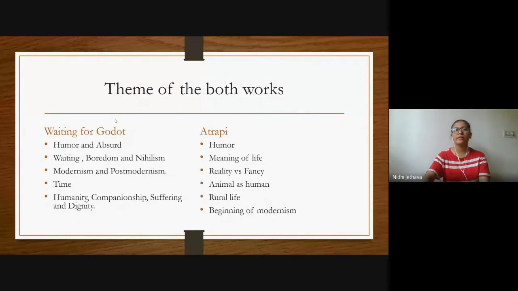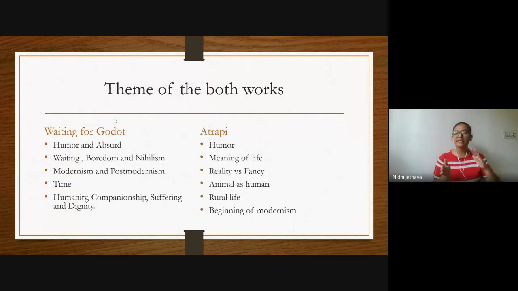Themes of both: Waiting for Godot consists of humor and the absurd. Themes like the human and the absurd, waiting, nihilism, modernism, postmodernism, meaninglessness of life, suffering, and dignity. It has a great theme of waiting. We all are waiting for something, and it describes the absurdity of life. There is a nothingness in life. Whatever we are doing, it has no meaning. We are just passing time.